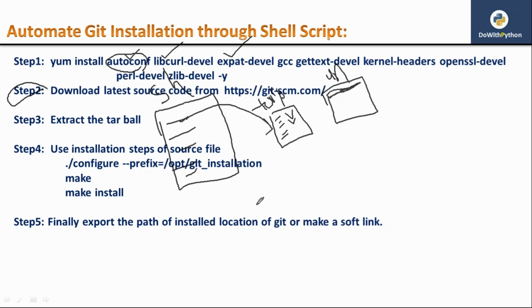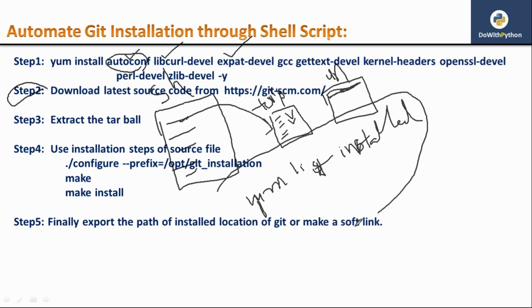See, in your RHEL, in order to know what are the existing tools are there, you just simply run yum list installed command. So if you run installed command, this command will give all of the installed tools. Now from this, if you want to go with the particular tool, just use pipeline grep your particular tool. If you get some output, there is that tool. If you are not getting, then there is no that tool.